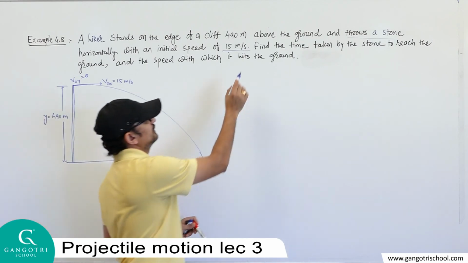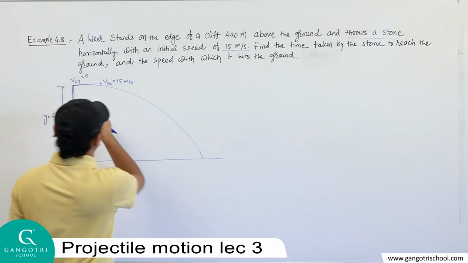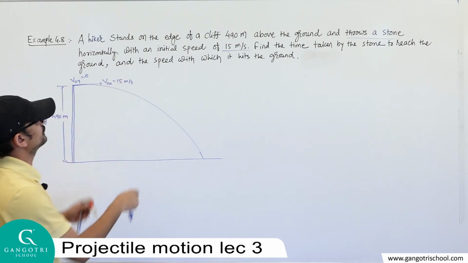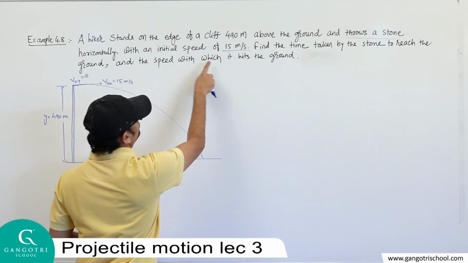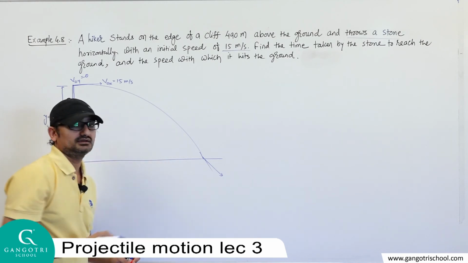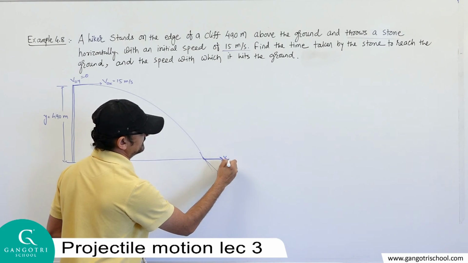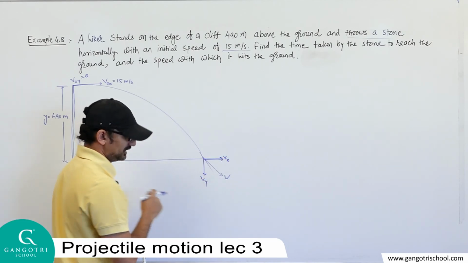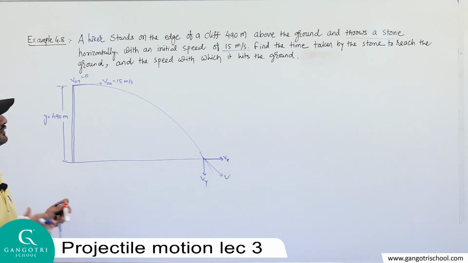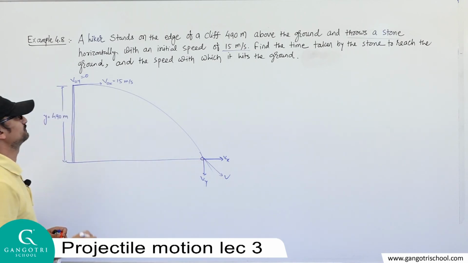The question is, find the time taken by the stone to reach the ground. That means how much time the stone will take to reach the ground is the first question. They also ask us to find the speed with which it hits the ground, the final velocity. In the previous information I mentioned that the final velocity has two components, Vx and Vy, and during projectile motion the x component remains constant. That's for later. First, let's find how much time the stone will take to reach the ground.